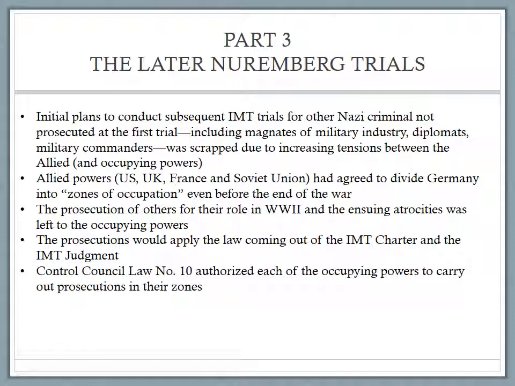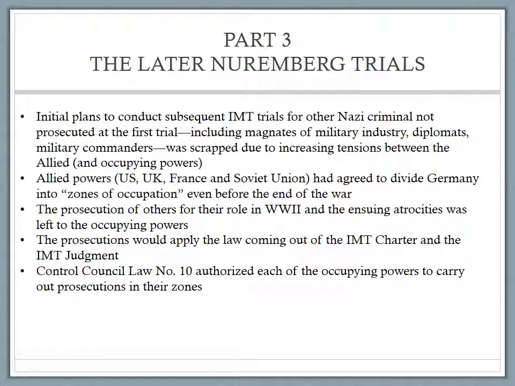The US, UK, and France governed occupied zones in Western and Southern Germany, right, while the Soviet Union governed its zone in Eastern Germany. And the decisions on matters affecting all of Germany were meant to be decided collectively by the Allied powers. Berlin was jointly administered by all of the Allied powers, and the occupation was meant to be only temporary. With that in mind, the prosecution for these others who weren't brought to trial in subsequent IMT trials were basically left to the occupying powers.